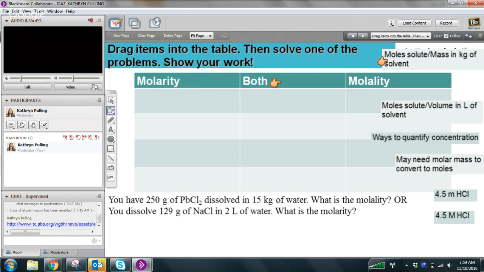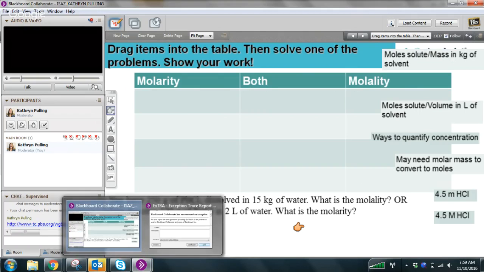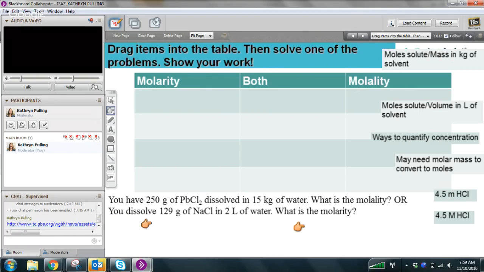But in an email, you can send me molarity and the items that are related to molarity, the items that are related to both, and molality, the items that are related to molality. And then you get to choose one of these to actually do the calculation for. Both of them require you to do a molar mass. Key is, you've got to show me your work for it to count.